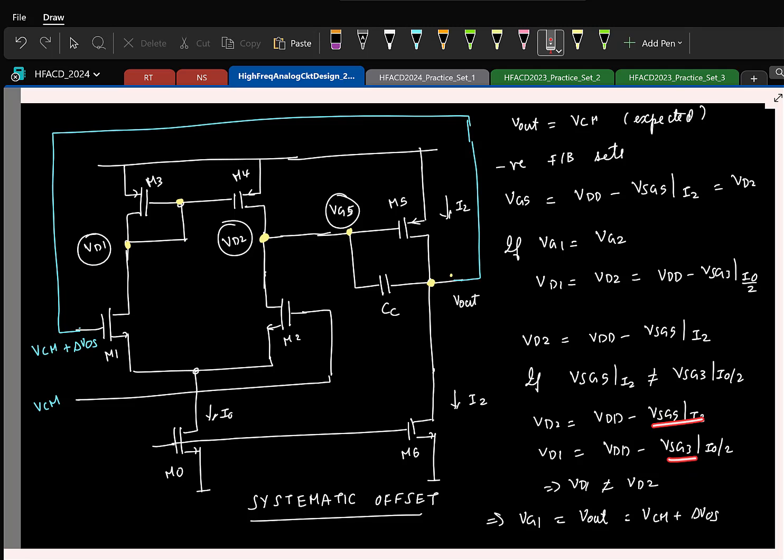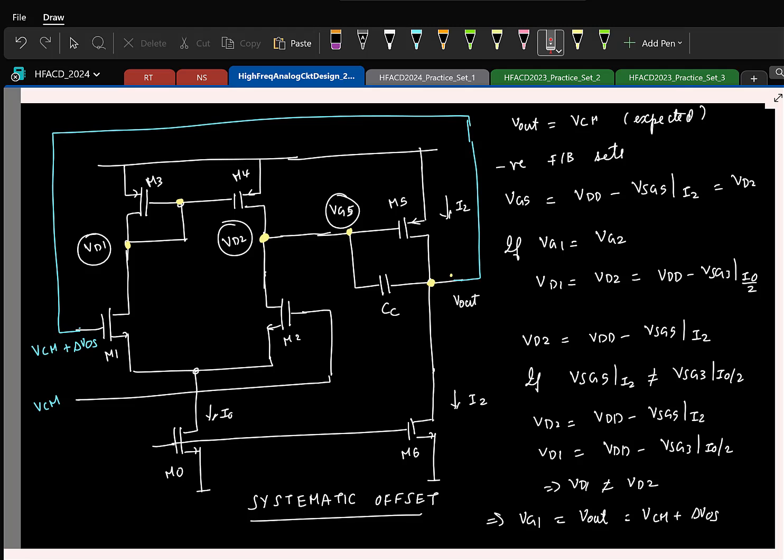Now, if the two source to gate voltages are not equal, the two drain voltages are obviously not equal. But I know that if the two gate voltages are equal, the two drain voltages have to be equal. So I'm just doing the reverse. If the drain voltages are not equal, the gate voltages cannot be equal, which means although we applied VCM here, this will not be at VCM, it will be at some offset voltage. And that is what is called systematic offset. Now the question is, why is this offset coming? Why did this happen?